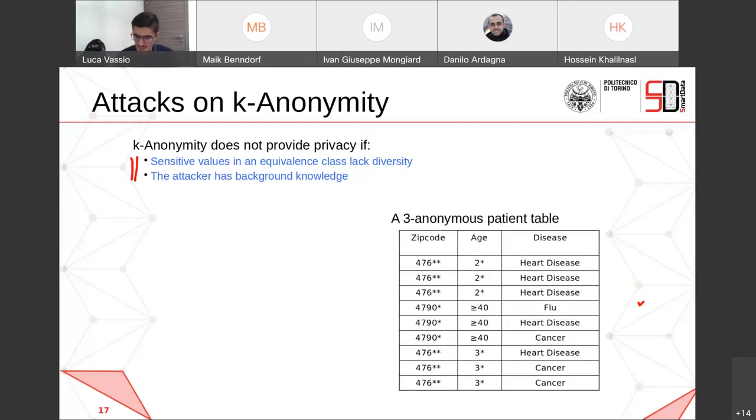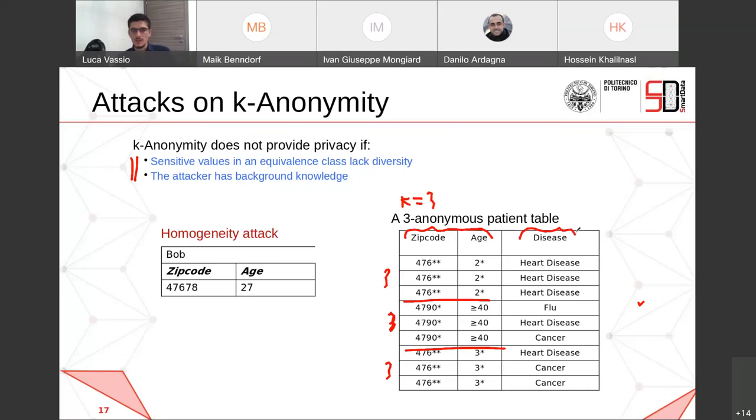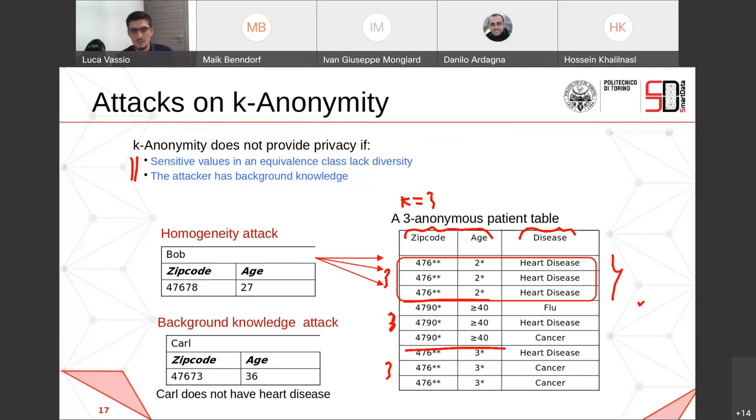Let's see an example. So let's take this dataset. This is three-anonymous, so K equal to three. If you see, there are different groups, always with at least three elements. These are the quasi-identifiers, and this is the sensitive attribute. So let's take, for example, Bob, and we know Bob's zip code and his age. Well, we can say that he is one of these three, and then we check the sensitive attribute, which is disease. Well, all three of them had heart disease. So Bob has heart disease. Even though there were three people with the same quasi-identifiers, there was in the end just one single disease.